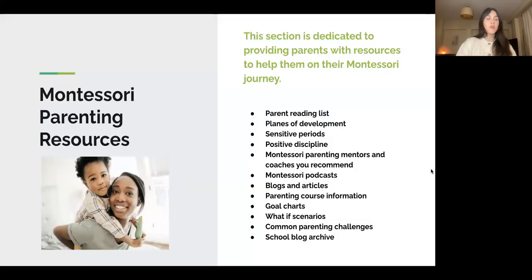I think it's important to include a whole section on Montessori parenting resources. Here are just some ideas of what you can include in this section. Again, a lot of these we have in our Montessori Thrive collection. So if you're looking to include things like this or lists, you can do that.